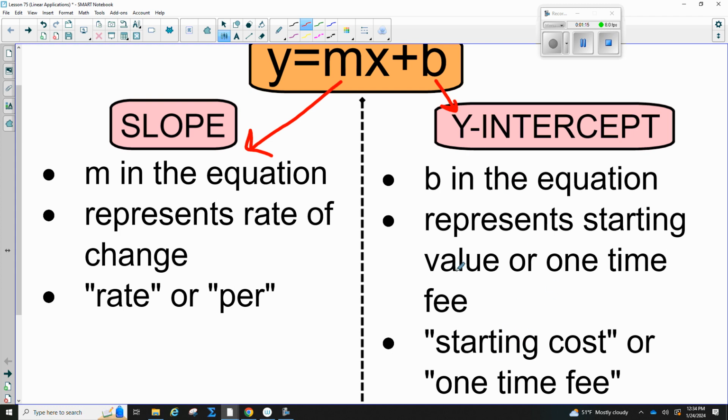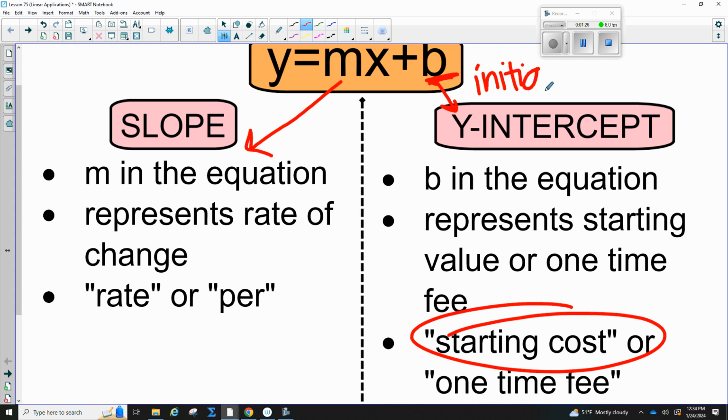You might want to write that down: the y-intercept, or the b, is the starting amount. Usually we say initial, which means starting. Initial amount, or whatever you're talking about. All these problems could change, but it's an initial amount.